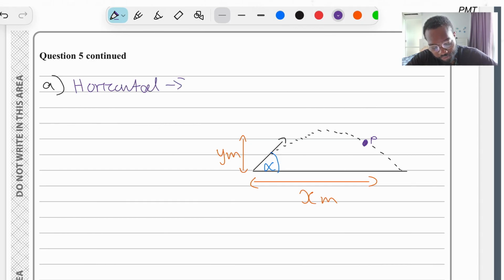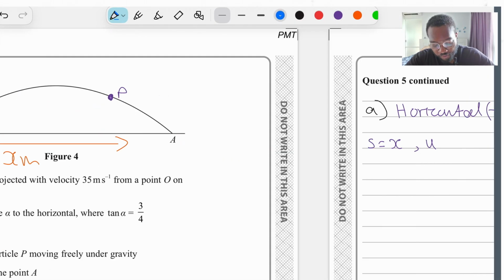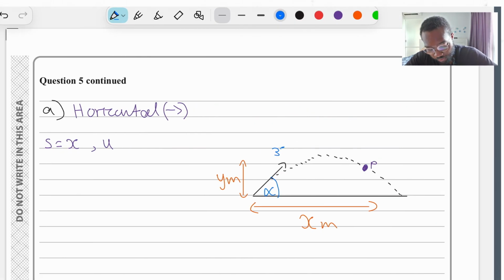component first. So what do we know? Well, we know our s value in this case is going to be just x. Our u value, they tell us in the question that it is projected with 35 meters per second. So we're projecting with 35 meters per second. And therefore, in these types of questions, if we're doing the horizontal, because it's at an angle alpha to the horizontal, it's going to be 35 cos alpha. And we know in this case, t would just be t.